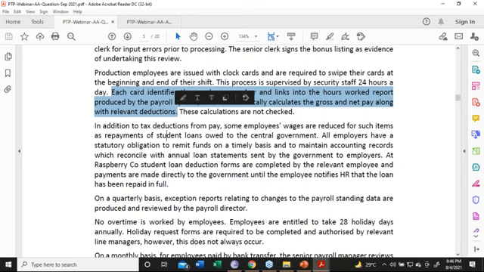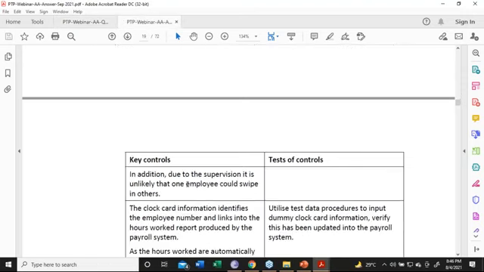And how are you going to test it? You might wish to enter dummy data. I've already explained how to use test data or dummy data. You might wish to enter dummy data for a certain employee, a certain number of hours, and check whether the system performs correct calculations or not. This is the test of control. First of all, let's check the solution of it.